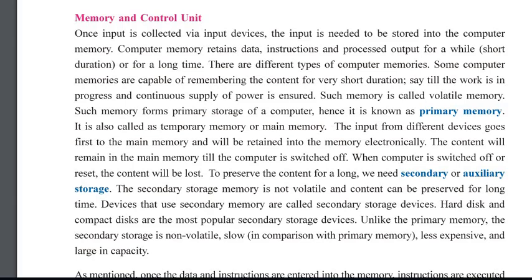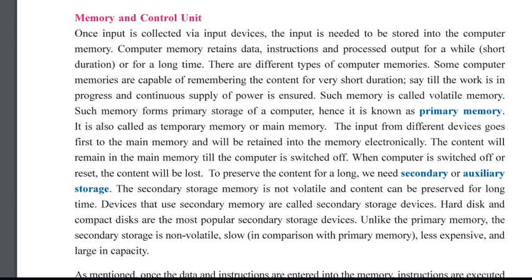This is called volatile memory. Another name for primary memory is volatile memory. Similarly, another name for secondary memory is non-volatile memory, as well as auxiliary storage. Secondary storage is not volatile. As I have already told you, volatile memory and non-volatile memory, this might be asked in an MCQ also: what is another name of the primary memory? The input from different devices goes first to the main memory and is retained in the memory electronically.